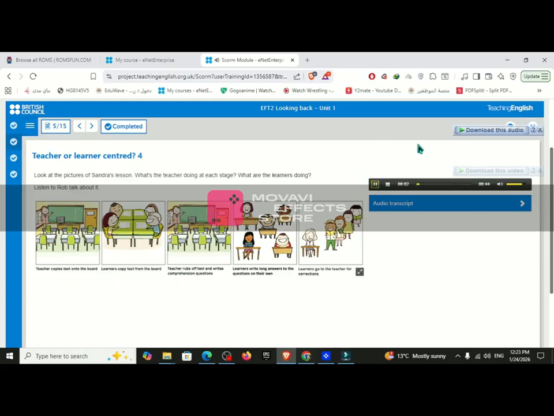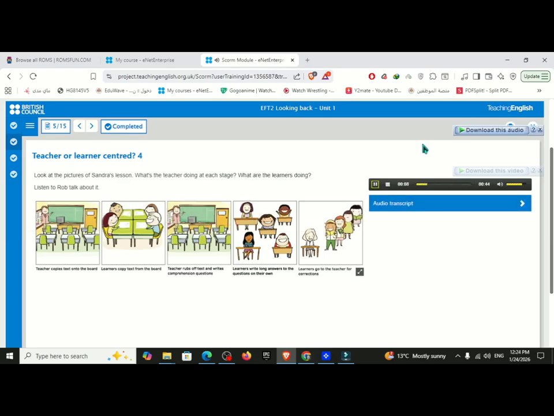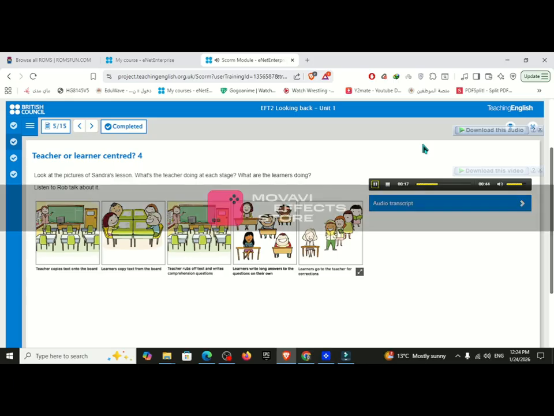You can see that the teacher is very active at the beginning of the lesson, writing on the board a lot. The problem is that her back is to the learners, so she can't see what they're doing. At the end of the lesson, she's not doing much. She corrects answers one by one herself.